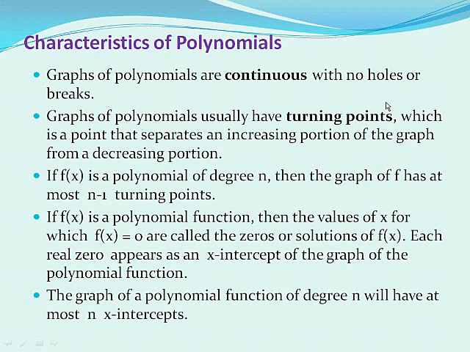a decreasing portion. If f of x is a polynomial of degree n, then the graph of f has at most n minus 1 turning points. If f of x is a polynomial function, then the values of x for which f of x is equal to 0 are called the zeros or solutions of f of x. Each real zero appears as an x-intercept of the graph of the polynomial function. The graph of a polynomial function of degree n will have at most n x-intercepts.